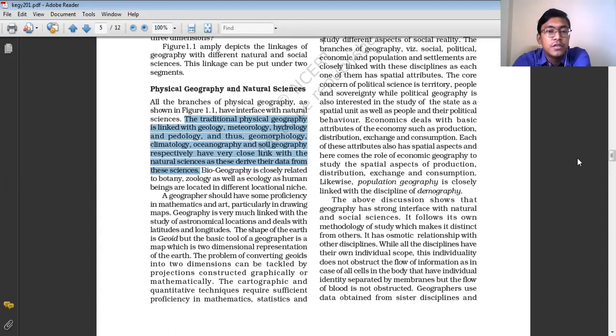So the traditional physical geography is linked with geology. Geology is a branch of science, meteorology is a branch of science, hydrology is a branch of science, pedology is a branch of science. These different branches of science are related with the branches of geography. Geomorphology is a branch of geography which is linked with geology. Climatology is related with meteorology. Oceanography is related with hydrology. Soil geography, sorry, a branch of geography, is related with pedology.